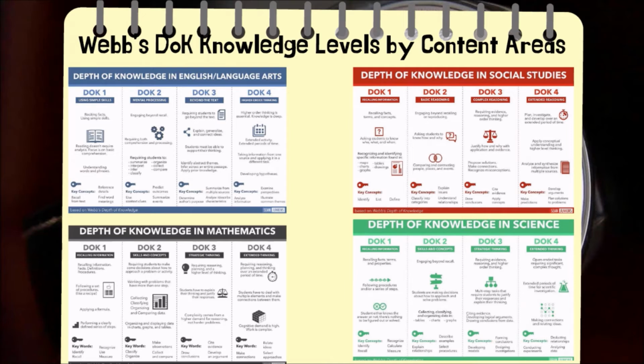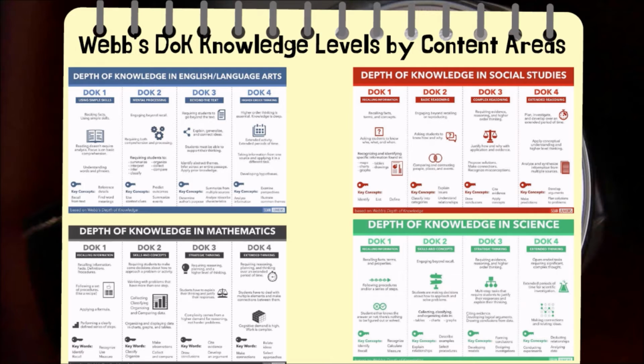So now you're requiring students to summarize, interpret, infer, classify, organize, collect, and compare. So this is where you begin to make your inferences, where you begin to summarize, where you begin to use context clues. Depth of knowledge 3 in the ELA classroom is where you want them to go beyond the text. So they begin to explain, generalize, and connect ideas.